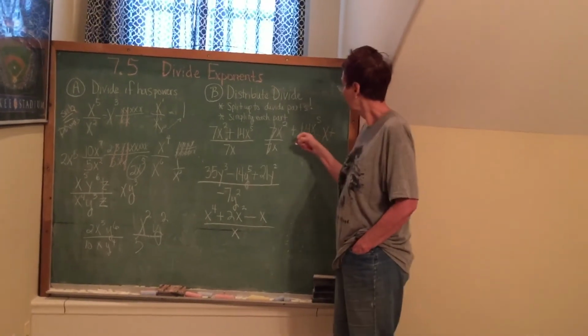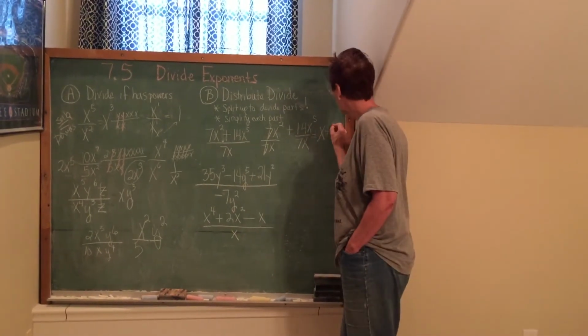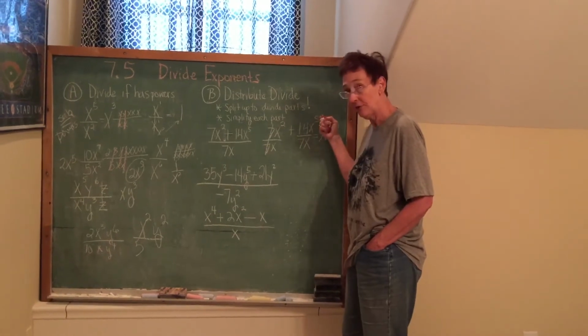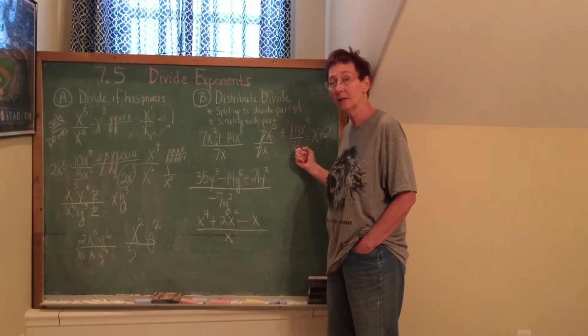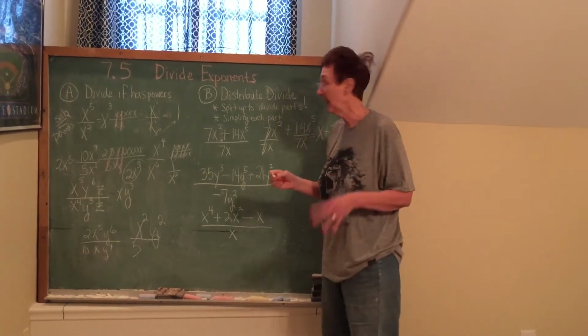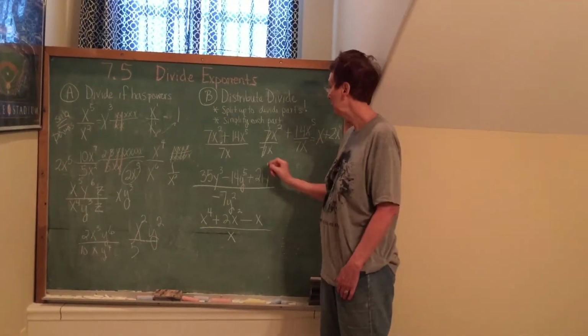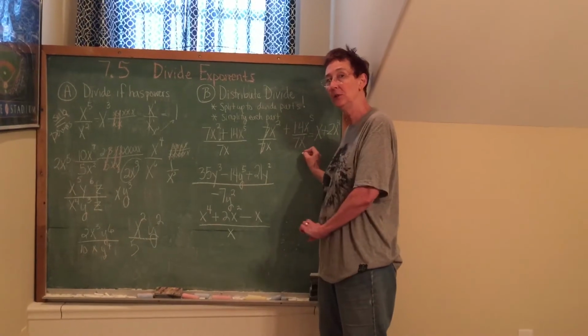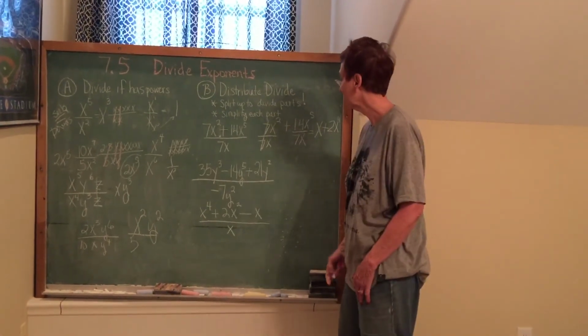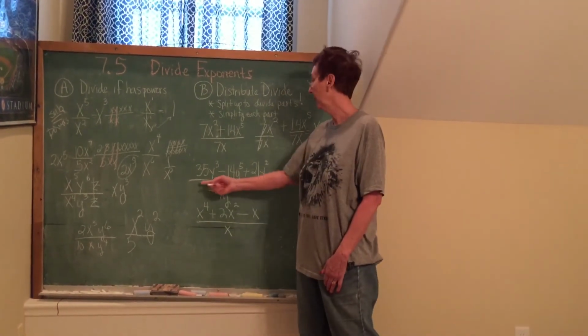Plus 14 divided by 7 is going to be 2. If you have 5 x's on top and 1 x on the bottom, that's going to leave you with 4 x's. So you have x to the 4th. If you need to spread them out and cross them out to help you do that, then do that. Okay? Here's a second example.